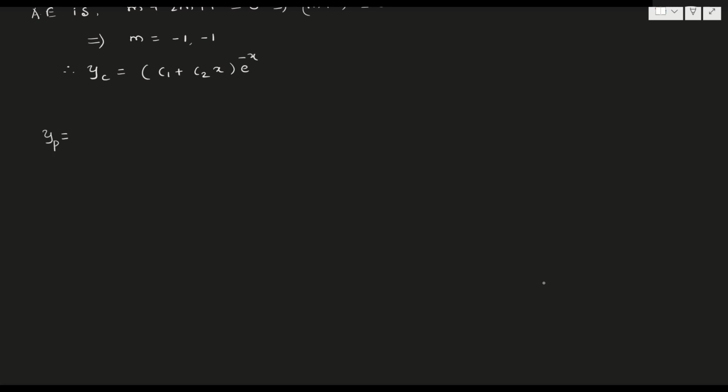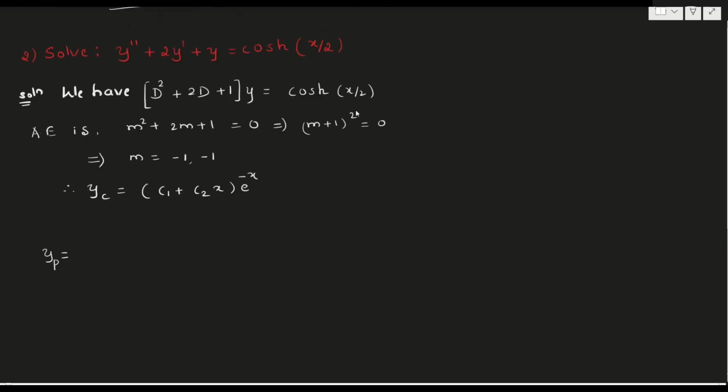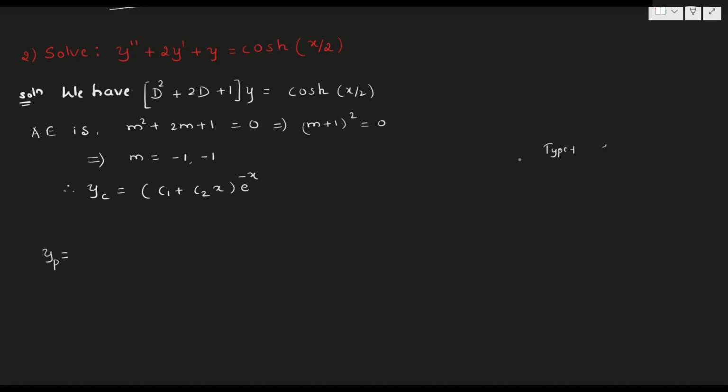So then yp. Now you may think, in the RHS if we have cos hyperbolic function, how does it become a type 1 example? Type 1 is of the form e raised to ax divided by f of D. In the previous video I mentioned that in place of e raised to ax, you may have e raised to ax plus b. If you have a raised to x, then it can be written as e raised to log a into x, or you may have sin hyperbolic ax or cos hyperbolic ax.